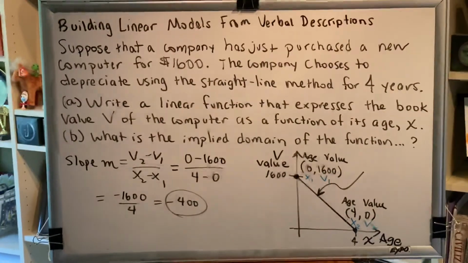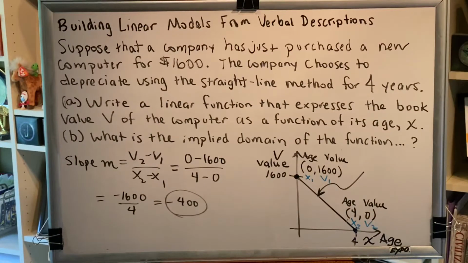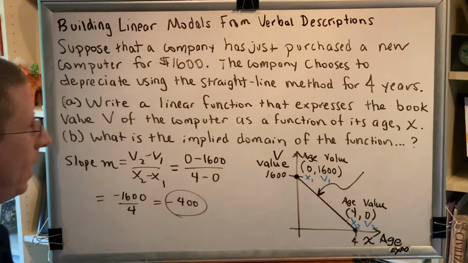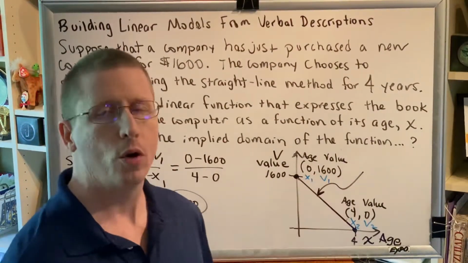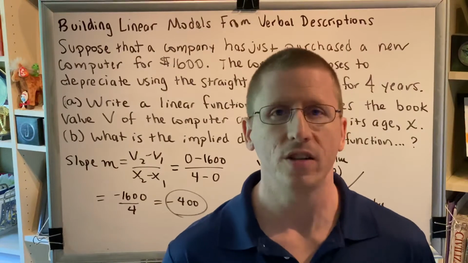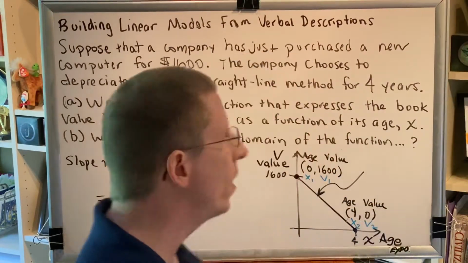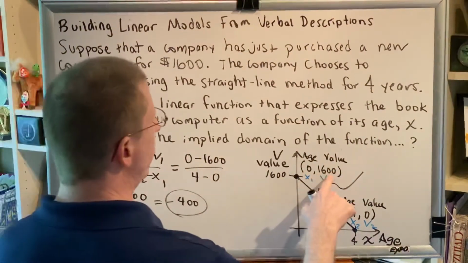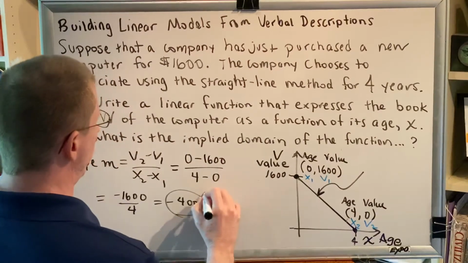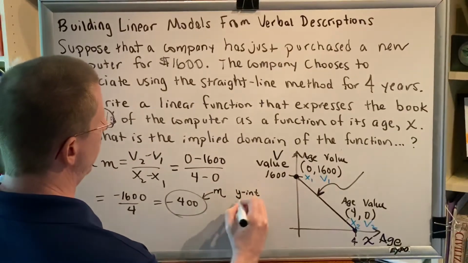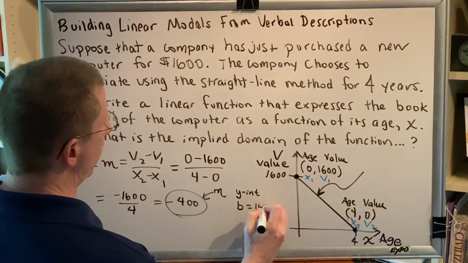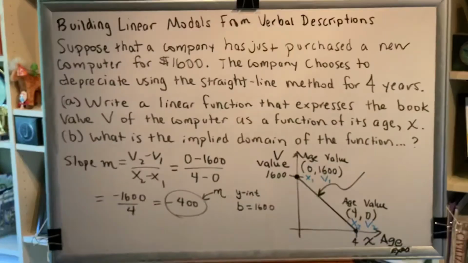The next thing we need is a point. And we learned in a previous video that if you're able to pick a point on your line that has an x-coordinate of 0, you should, because that makes it a y-intercept, and it makes it very easy to write the equation of your line. So our y-intercept b is 1,600. So this is m, and our y-intercept b is equal to 1,600. So writing the equation is very easy.